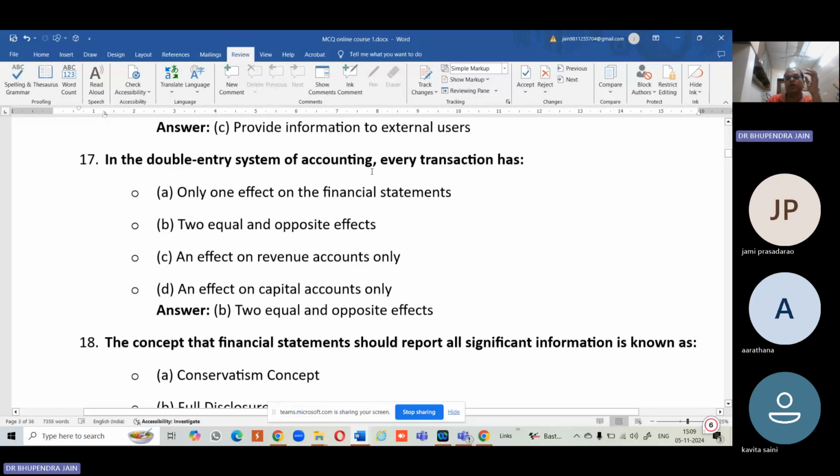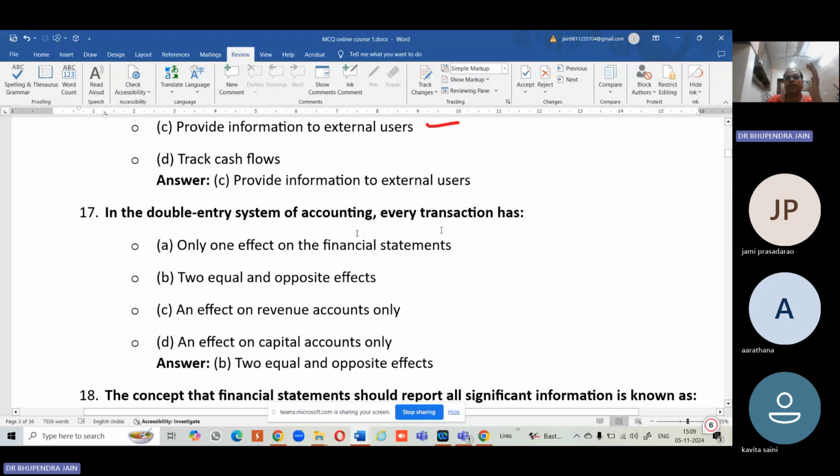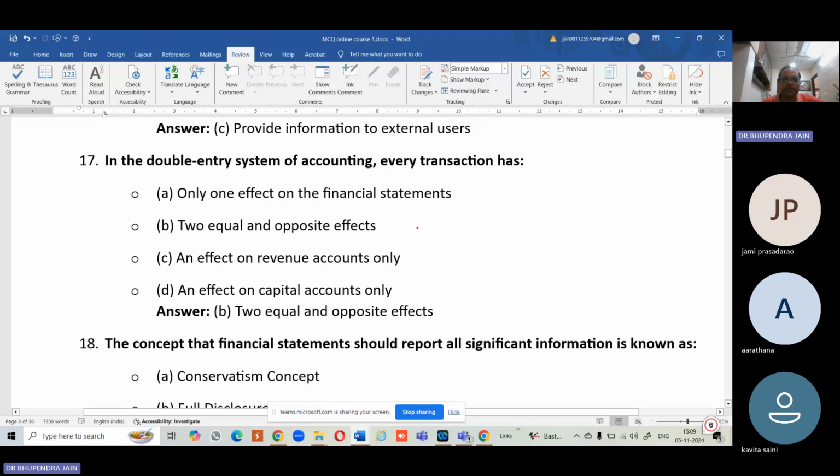In the double entry system of accounting, every transaction has how many effects? Two effects. One effect is debit, another effect is credit. Now check whether this answer is given. Yes, two equal and opposite effects. Only one effect, wrong. An effect of revenue only, wrong. An effect of capital only, wrong. Don't go through the solution, go through the option. Just read the question, give the solution, check the solution in the options and then tick the correct option.